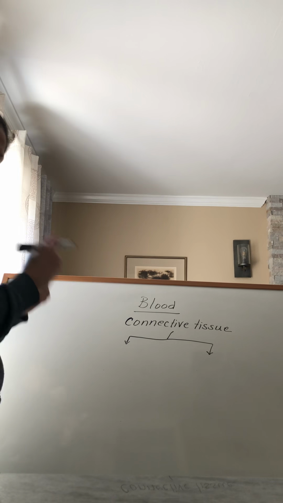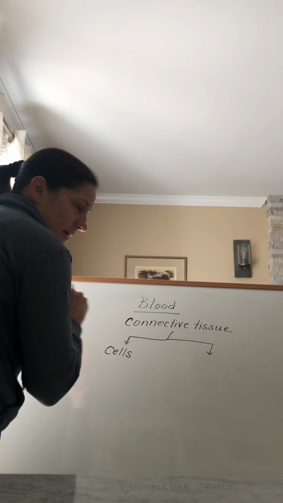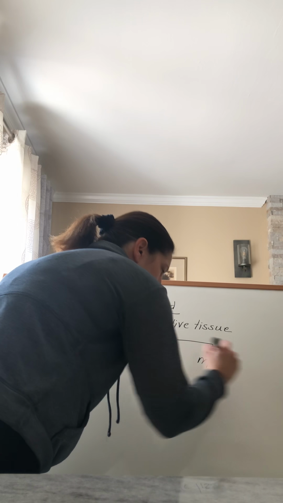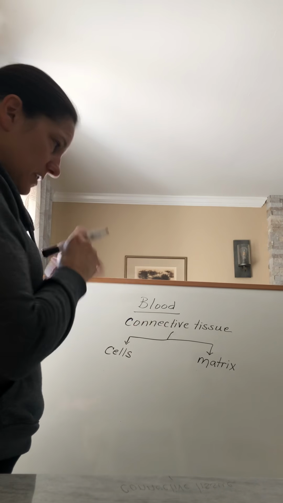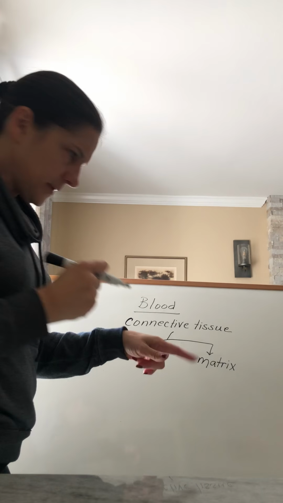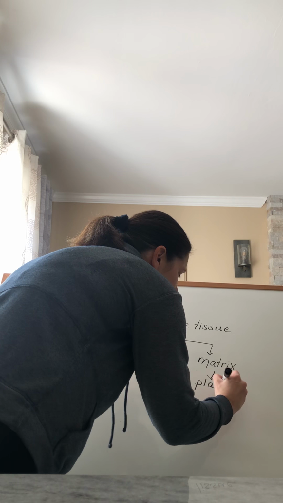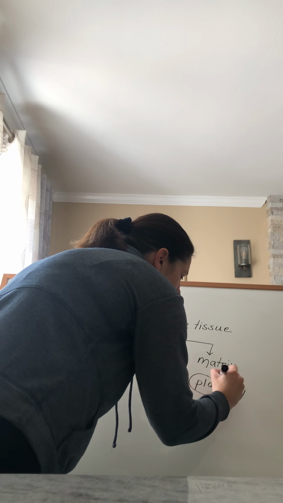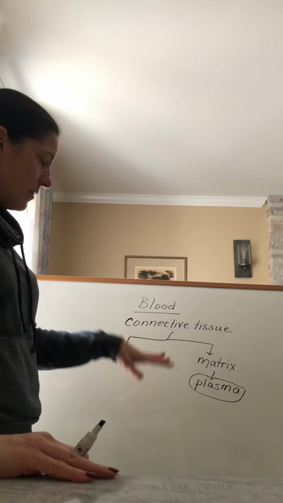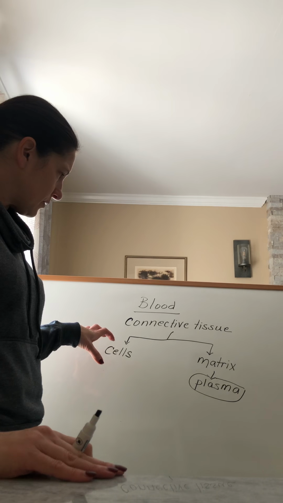Connective tissue was unique in that it had cells, and that was the living part. And then it had a non-living part, which was called the matrix. The cells were suspended in the matrix. The cells we'll get to in a minute. The matrix of blood is blood plasma. So we're going to start by talking about what blood plasma is, what's in it, and then we'll move on to the cellular piece.